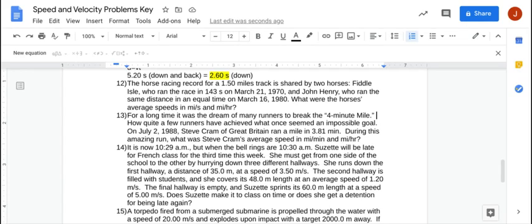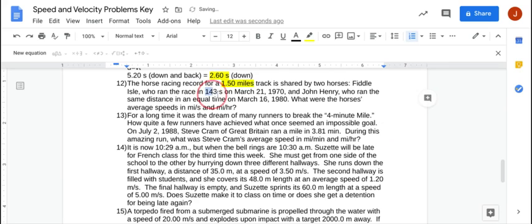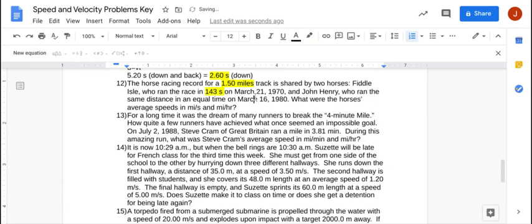The horse racing record for a 150-mile track is shared by 2 horses, Fiddle Isle, who ran the race in 143 seconds, and John Henry, who ran the same race in equal time 10 years later. What were the horses' average speeds in meters per second and miles per hour? Miles per second and miles per hour. So you have a distance. Okay, you have 2. No, you don't. You have 1 time.